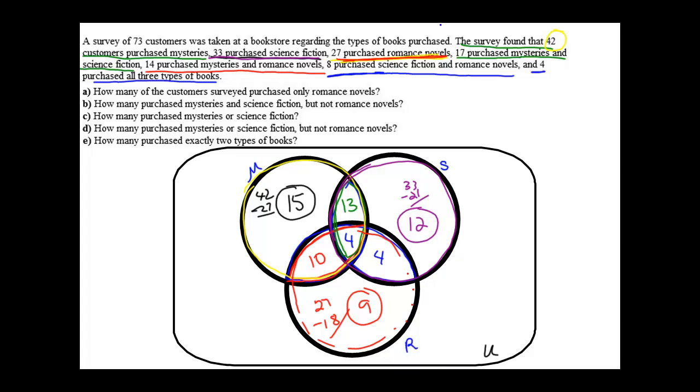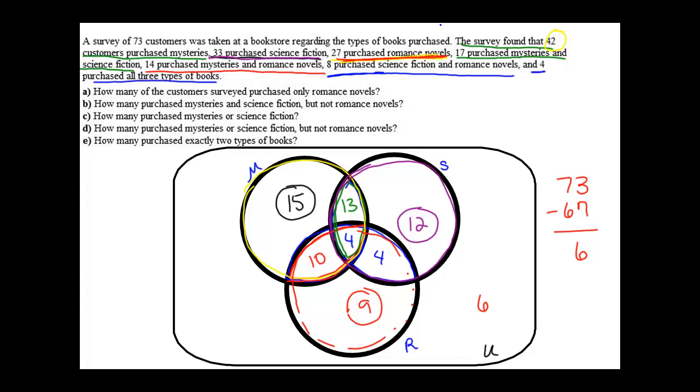And then lastly, before I answer some of these questions, we did have the information that there were 73 total customers surveyed. Now I need the sum of all the regions, all the people that have been accounted for so far. If I take 15, 13, 12, 10, 4, 4, and 9, I get a total of 67. And then 73 minus 67 is 6. So there are 6 people who took the survey that did not fall into one of those categories. Now let's use the Venn diagram to answer these questions.